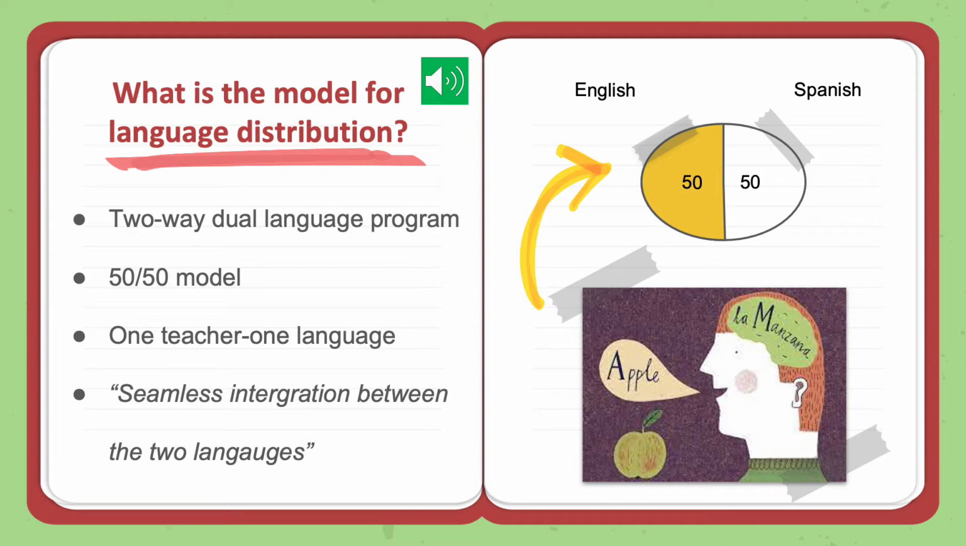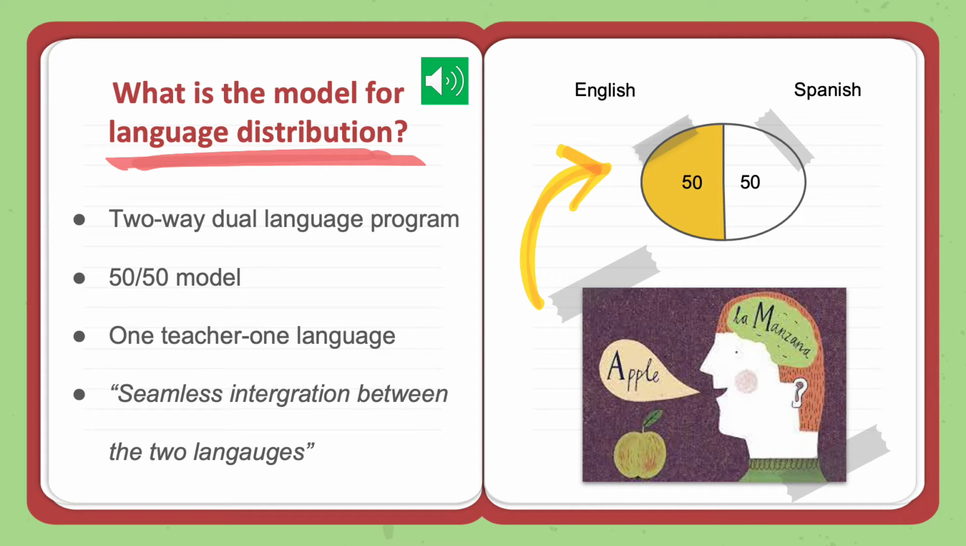What is the model for language distribution? The Oyster program is a two-way dual language model that follows a 50-50 language distribution. This model is implemented by one teacher, one language, meaning that there are two teachers. One teacher is the native English speaker, and the other teacher is a native Spanish-speaking teacher.